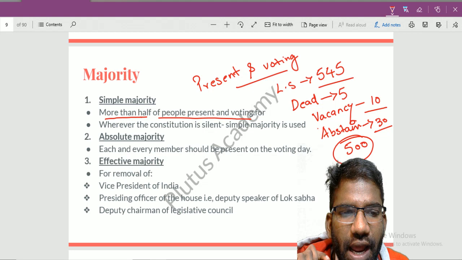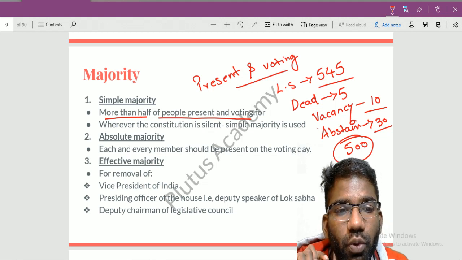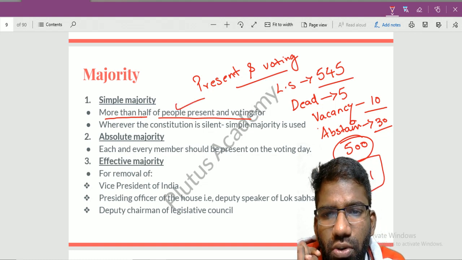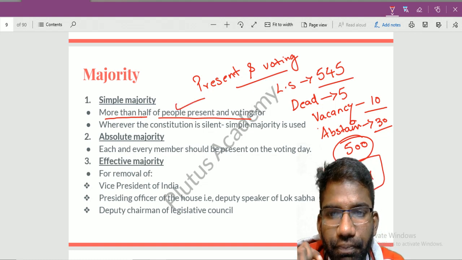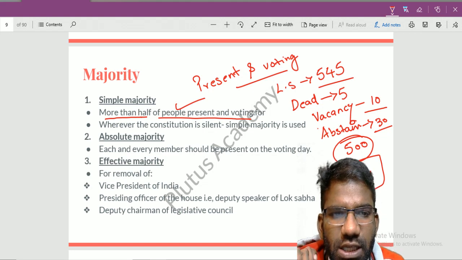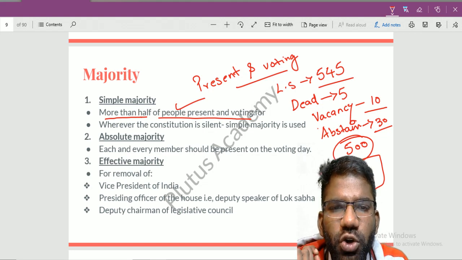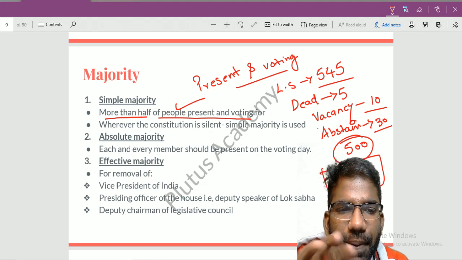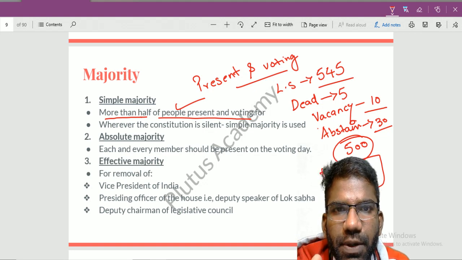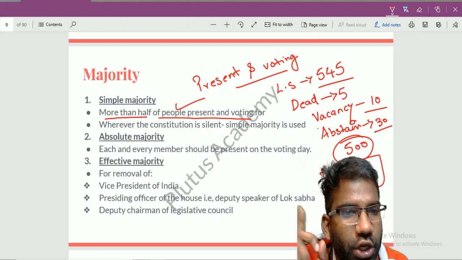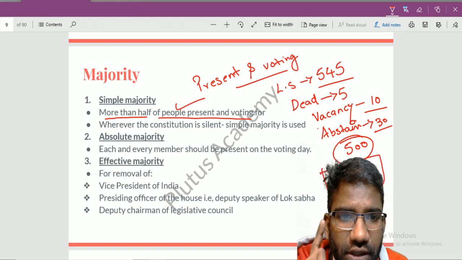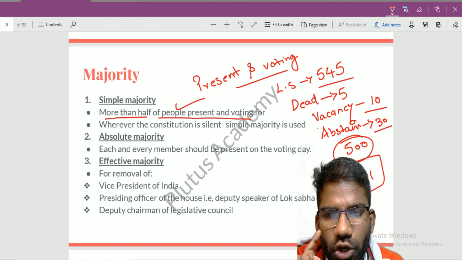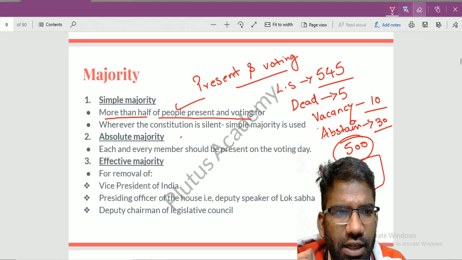That means more than 50% of 500 gives you simple majority. This was simple majority. We need to be very careful. In some books, it will be written that the number of people who are present in the house, more than 50% of those members will give you simple majority. No. Present and voting. The members who are present should be available for voting. That is simple majority. This we have already done in the previous classes.